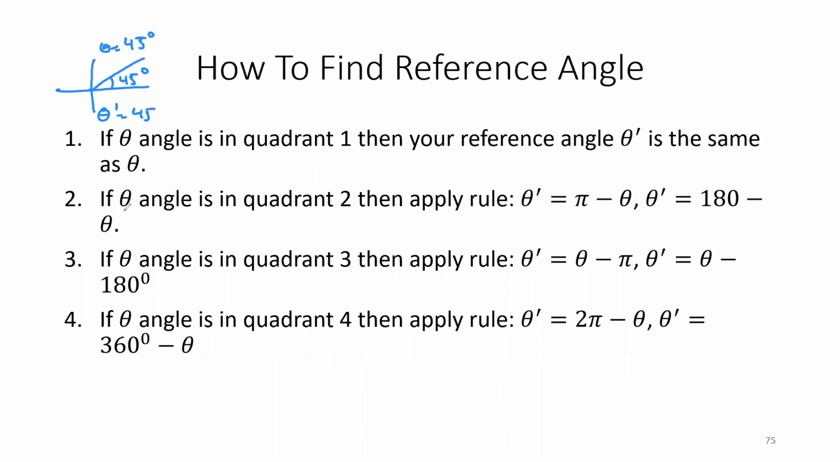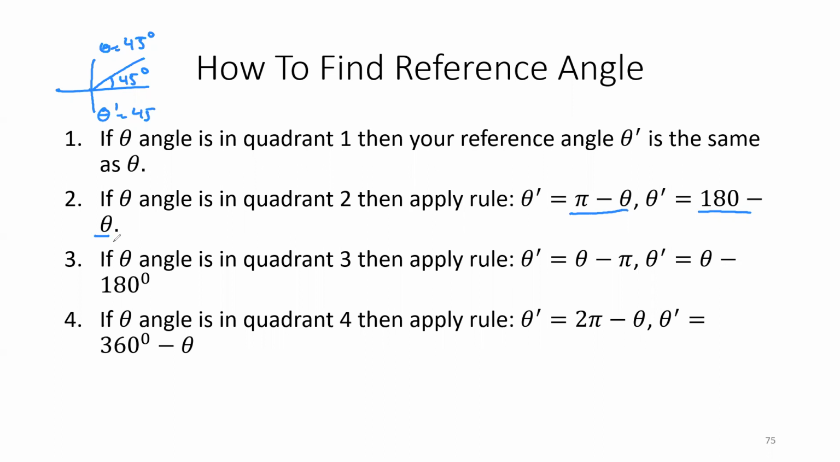Rule two, if your theta is in quadrant two, to find your reference angle, your theta can be in degrees or radians. If it's in radians, you would do pi minus theta. And if it was in degrees, it would be 180 minus theta. Okay.